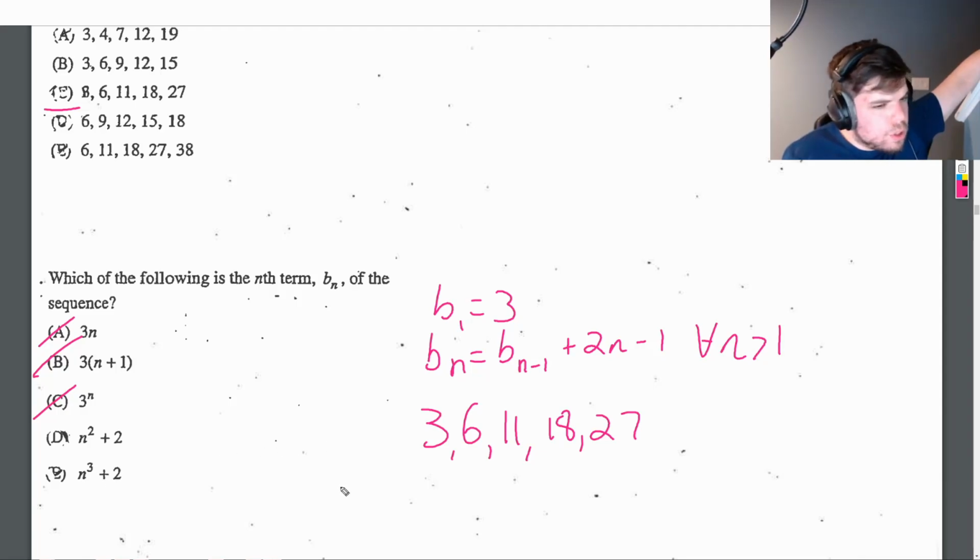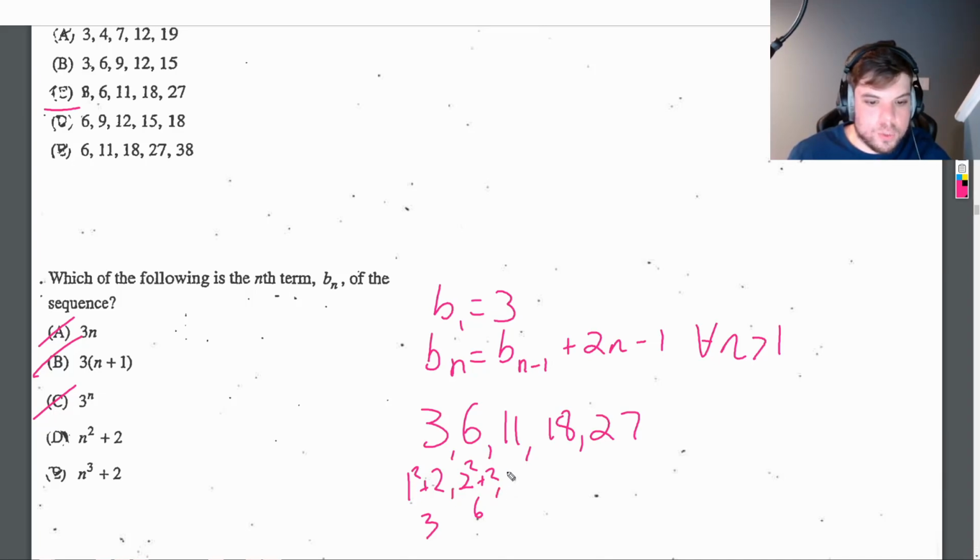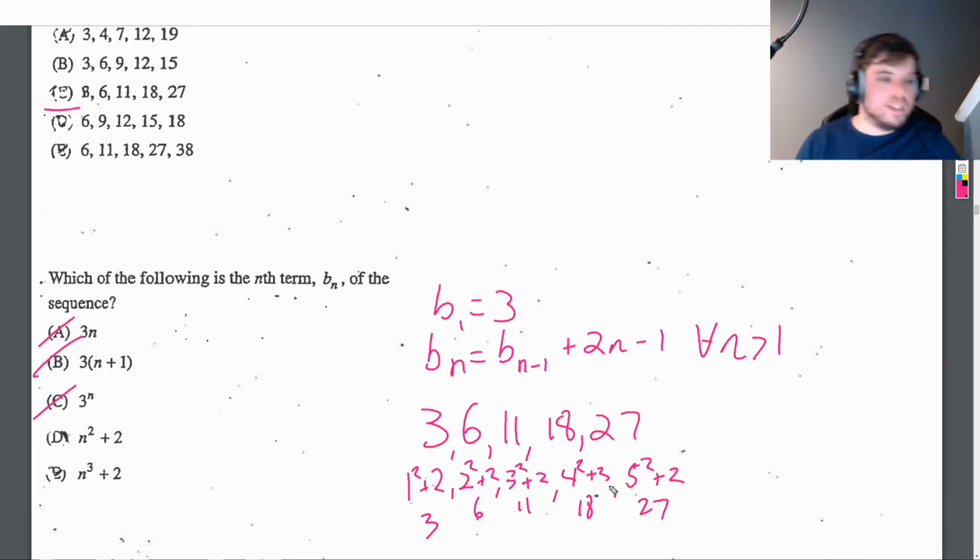Is it n squared plus 2? Let's see. If n is 1, then the first term is 1 squared plus 2, which is 3. If n is 2, then we have 2 squared plus 2, which is 6. So that works. If n is 3, then we have 3 squared plus 2, which is 11. Oh, look at this. 4 squared plus 2, which is 18. 5 squared plus 2, which is 27. Very good. Yes, this one works. Circle it, move on to the next problem.